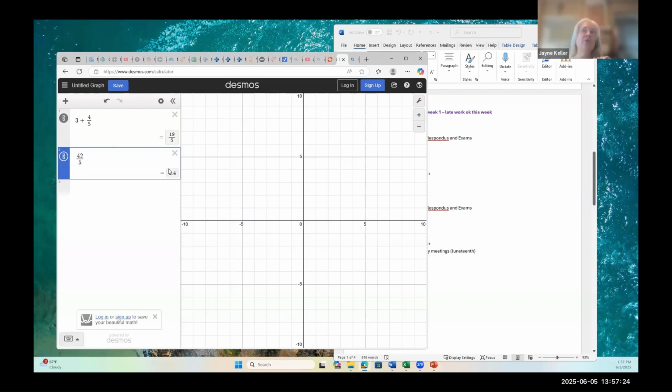Well, I know the whole number. The whole number is this 8. You would subtract 8, right? Yes. So if I subtract 8, I'm left with 0.4, which is 2/5. So I know that 42/5 is 8 2/5. So there's a little bit more logic and thought that goes into doing this one, but you can still use Desmos to do the harder part of the calculation.